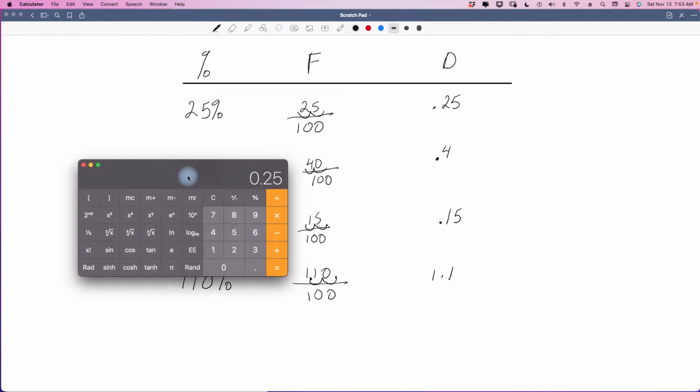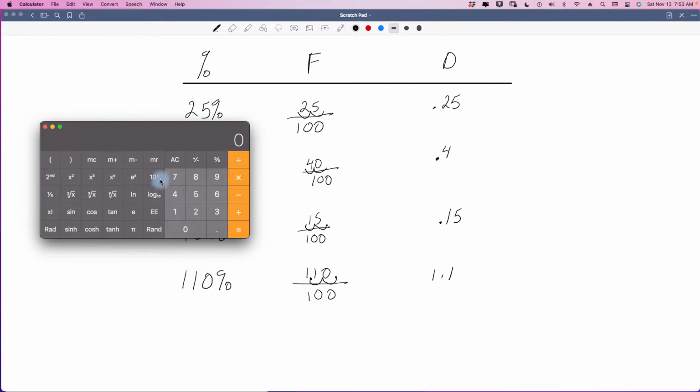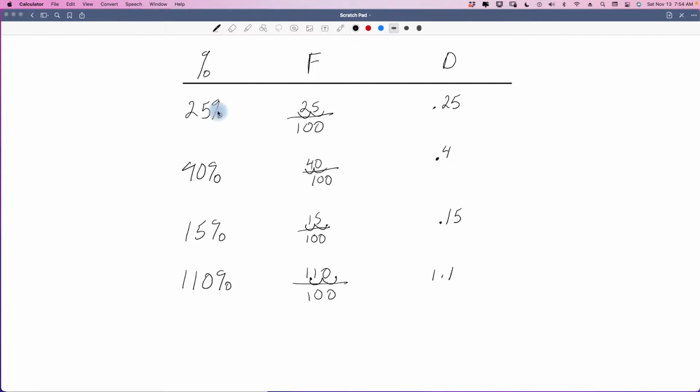All right. So let's look at 40 over 100. 40 divided by 100 equals 0.4. 15 divided by 100 equals 0.15. We did that right. And 110 divided by 100 is 1.1. So that's how we would turn a percent into a decimal.